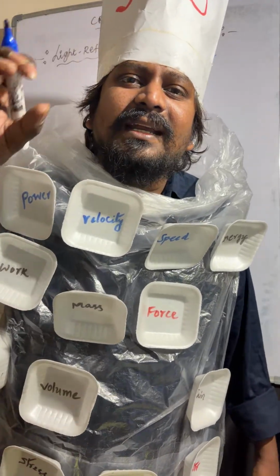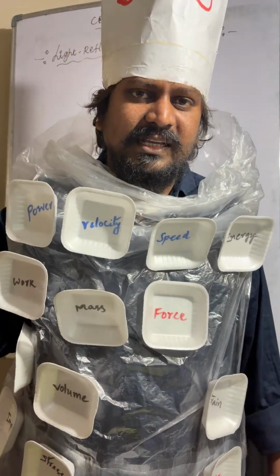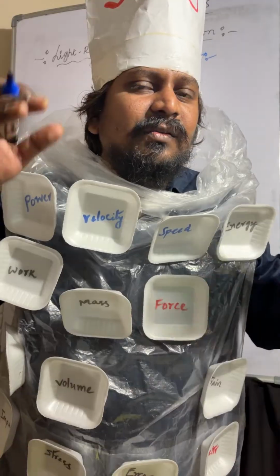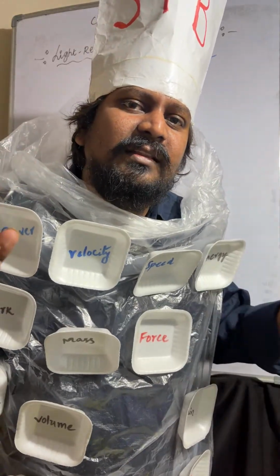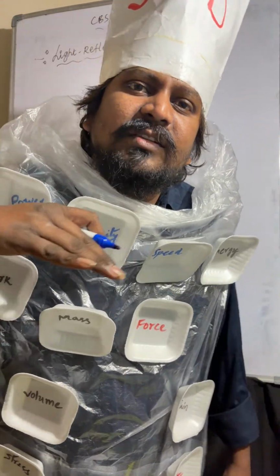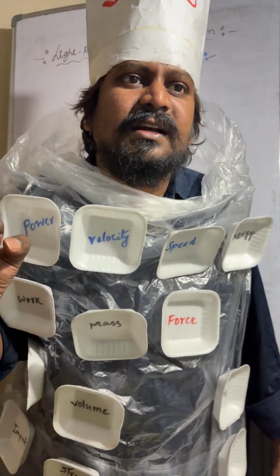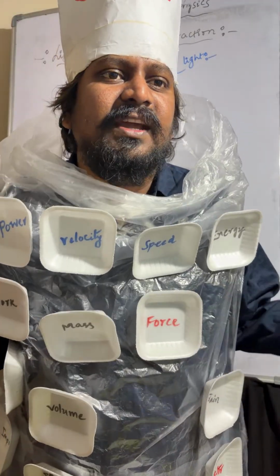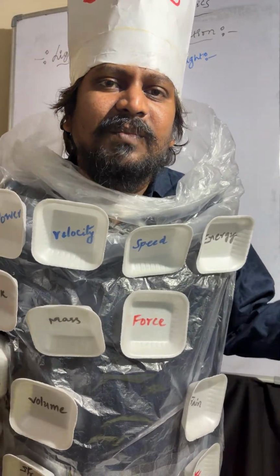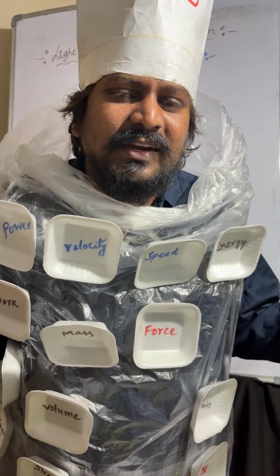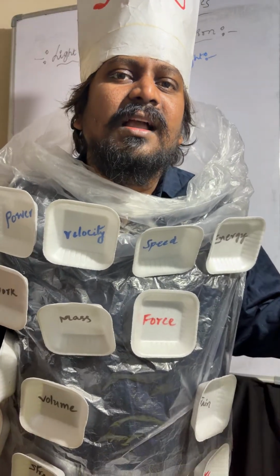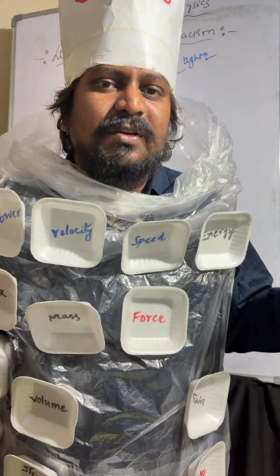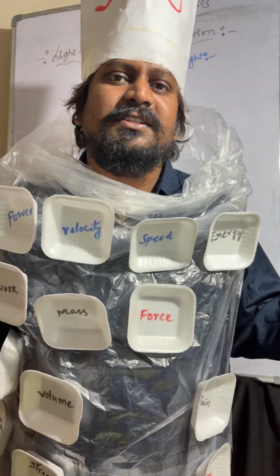Okay, if the light is incident on the surface, the light which is incident on the surface is called the incident ray. The light ray which is reflecting back is called the reflected ray. The bouncing back of the light from the reflecting surface is called reflection of light.